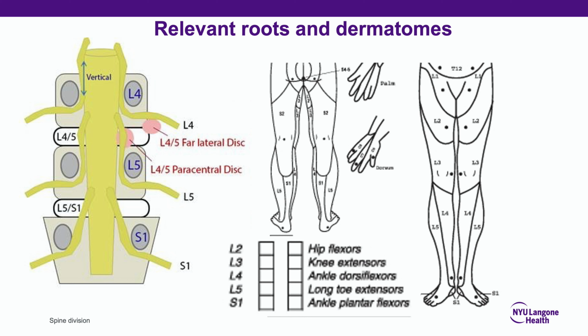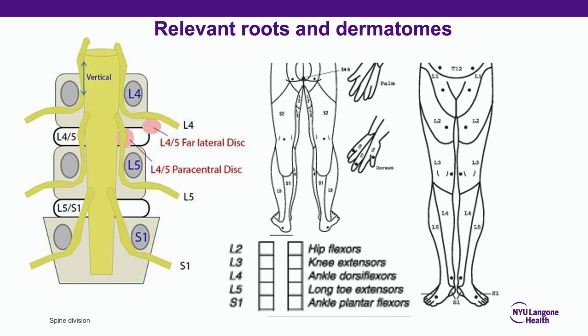This is the ASIA scoring part of the lumbar spine. Usually we take L2 for the hip flexors, L3 for the knee extensors and the knee jerk reflex or quad reflex, so the patellar tendon reflex, L4 for ankle dorsiflexion or drop foot, L5 for the long toe extensor, first big toe, S1 for ankle plantar flexors and the gastrocnemius or Achilles tendon reflex.